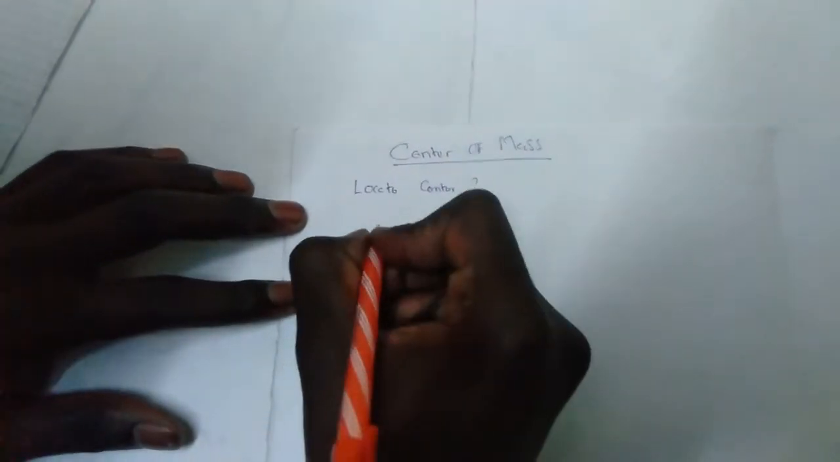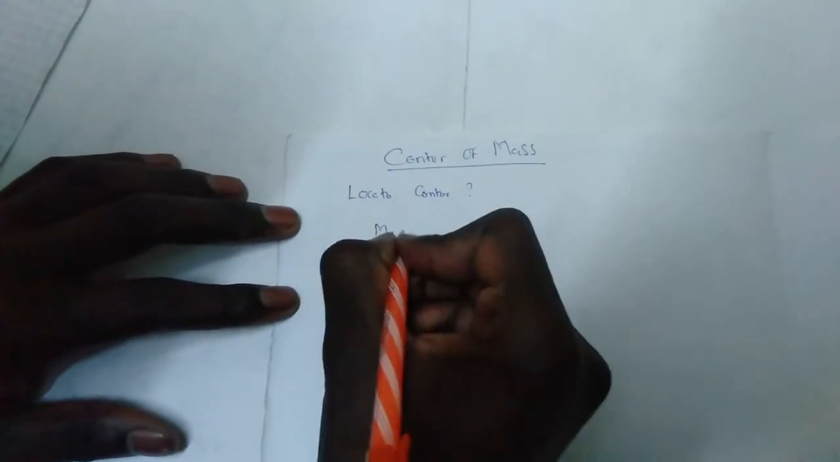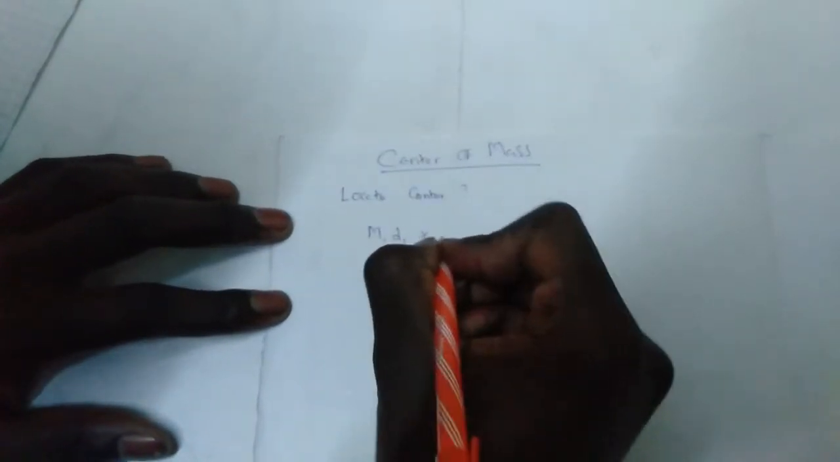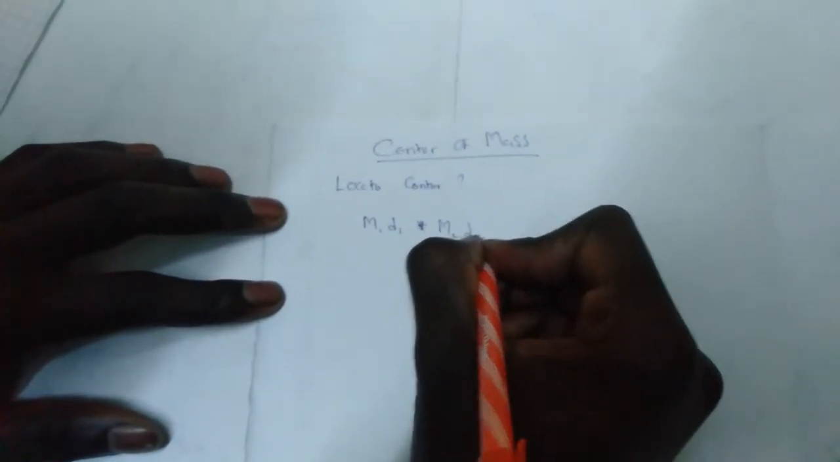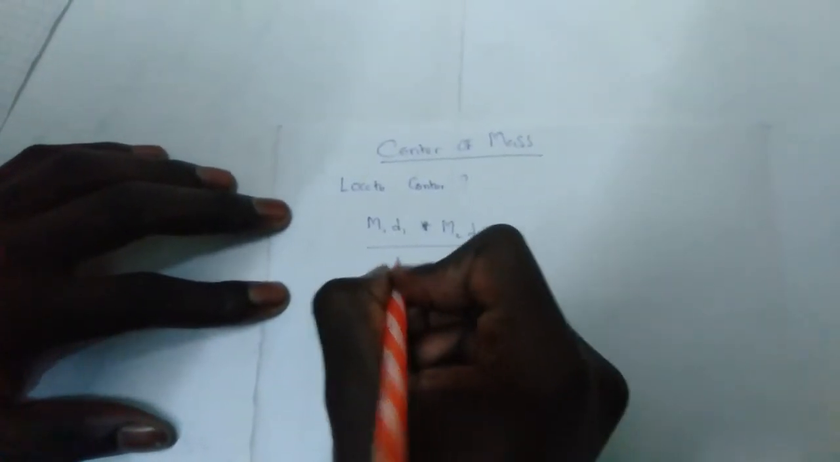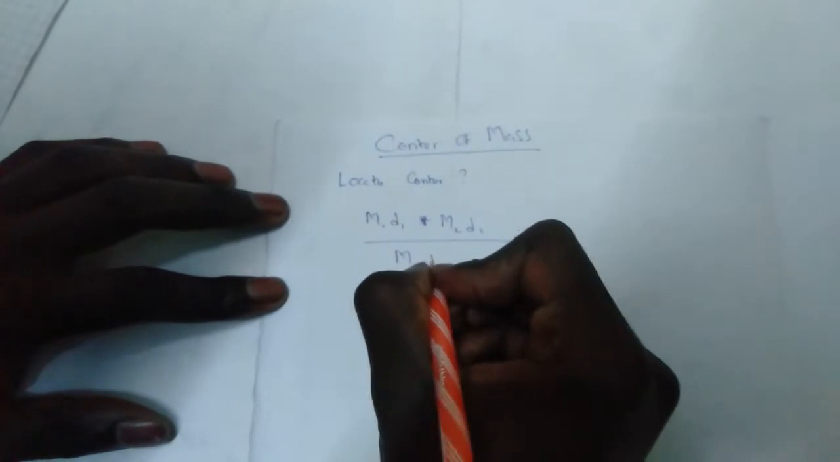So in such a case, the formula for calculating the center of mass is given by m1 d1 plus m2 d2 over the total mass, m1 plus m2.